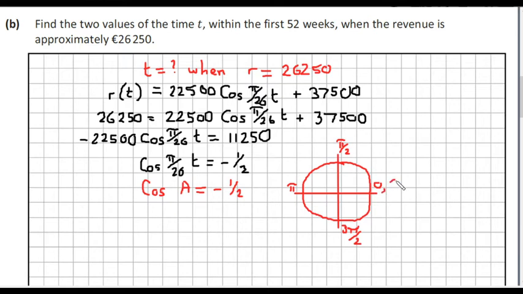Back to 2 pi. Now, cos is going to be positive in the first quadrant there, because they're all positive there. Only sine is positive there, only tan is positive there, only cos is positive there. So cos is positive in the first and the fourth quadrants, and it's negative in the second and third. Now ours here is negative. So one solution is going to be in that quadrant, the other is going to be in that quadrant.